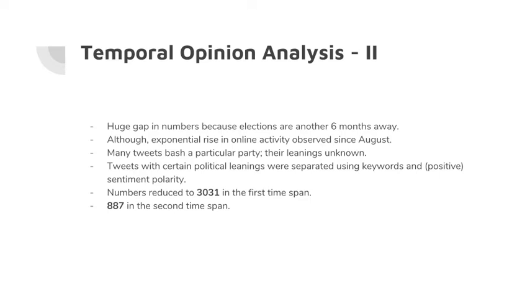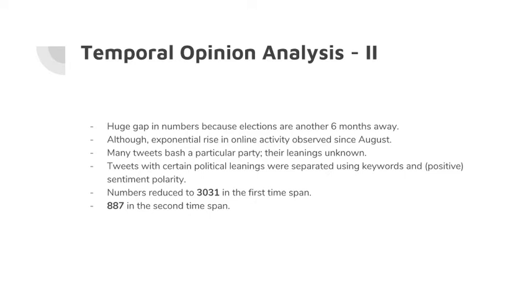Although we see that since August there is an exponential rise in online activity and online tweets, many tweets bash a particular party. So, for example, there's a tweet, "I hate BJP." This does not show what the leanings of the person are. We do not know whether he's a Congress supporter or an AAP supporter. Some other tweets are, "I do not like this policy that was made by BJP." Here we don't even know whether he is actually a BJP supporter just telling something against the policy that they made, or not a BJP supporter. So these are the kind of things that are pretty ambiguous, and we tried to solve them too.